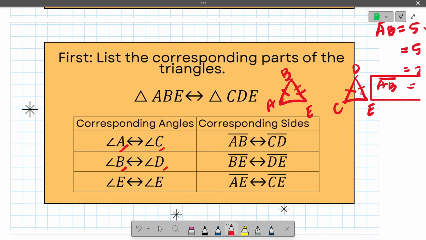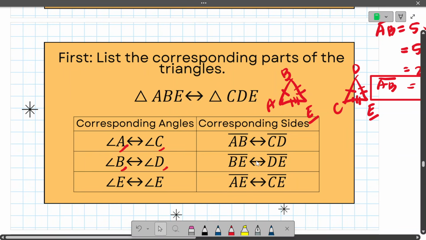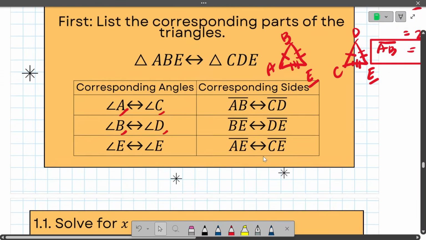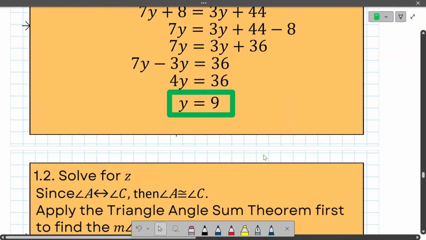Correct nga, no? And then side AE corresponds to side CE. Napa-question ako kasi the same sila ng letter E to E. Anyway, that's it. Oh, where is our problem? Ano, yan na pala yun.